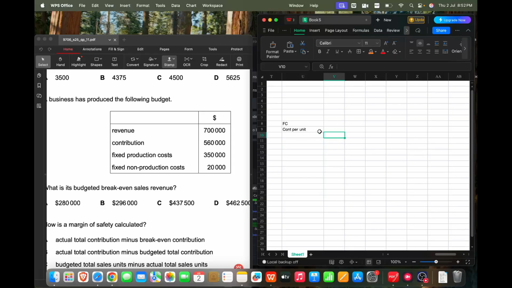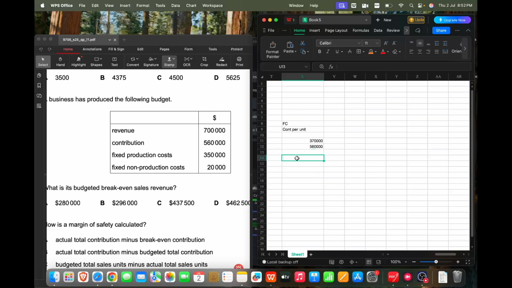Let's use the easy method first and then we'll do the assumption method second. Okay, so first let's calculate the fixed cost. Fixed cost is the total fixed cost. We have 350,000 plus 20,000, that will give you 370,000 as my total fixed cost. And let's divide this with the total contribution. Normally we need contribution per unit, but that information is not available to us, so we'll use total contribution of 560,000. Okay, now this will give you a number. That number is the break-even unit, and we'll multiply that with the revenue to calculate the break-even revenue.